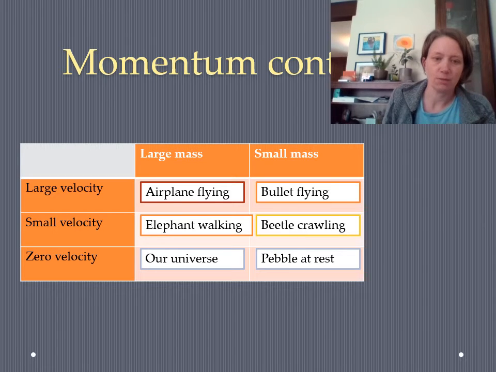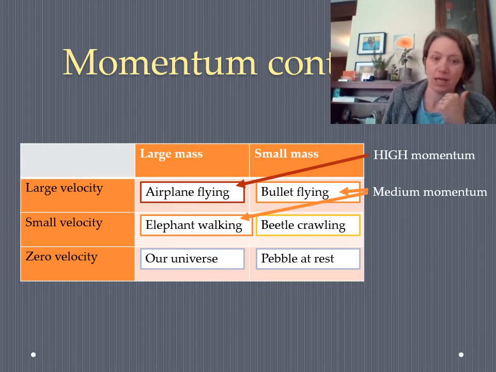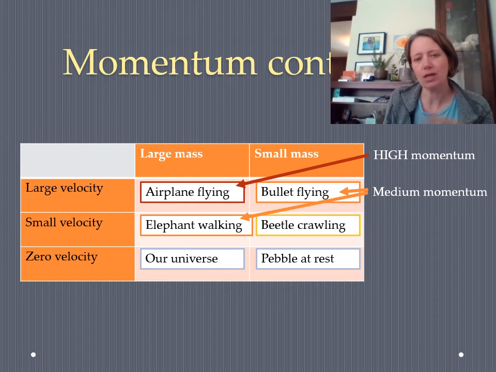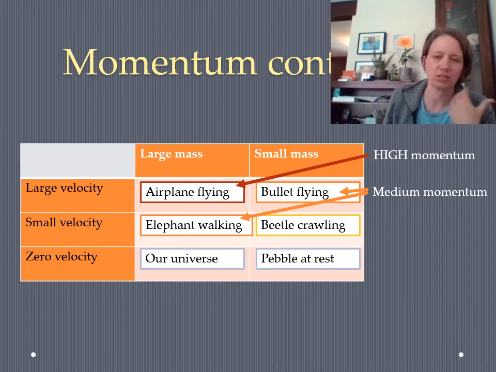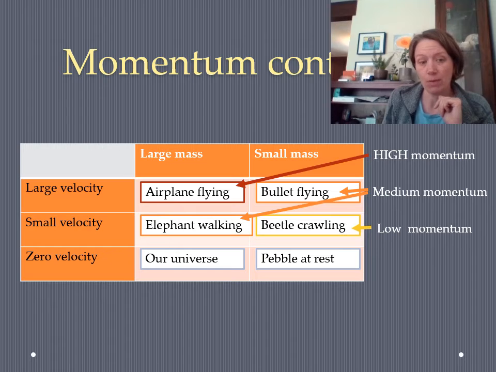You'll notice that these objects have been color-coded to match up with rough scales of an amount of momentum. That airplane is a high momentum object because it has both a high mass and a large velocity. The bullet and the elephant are in the medium momentum category because one of the variables is very big and the other one is very small, so it doesn't cancel each other out, but it averages each other out, and we end up with sort of medium amounts of momentum. On the low end of momentum, we've got our beetle crawling, which is going to have a small amount of momentum because it has a very small velocity and a small mass.